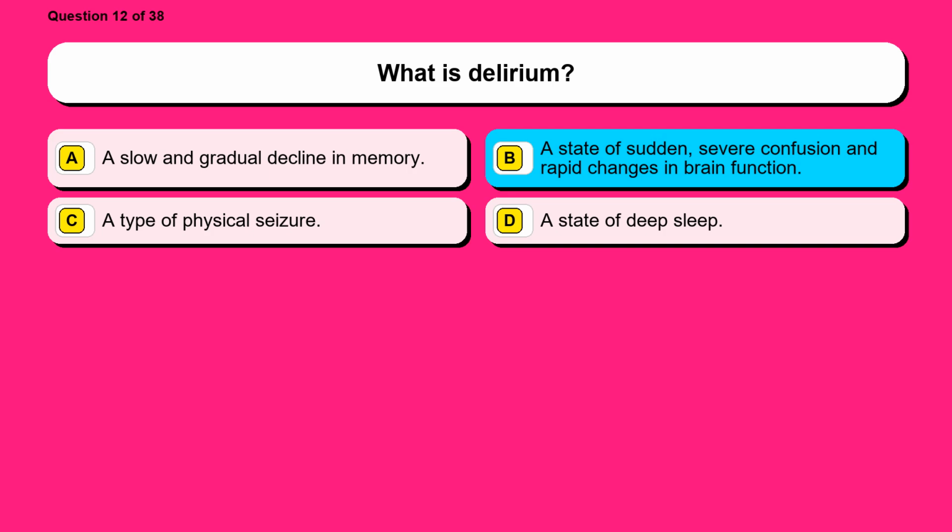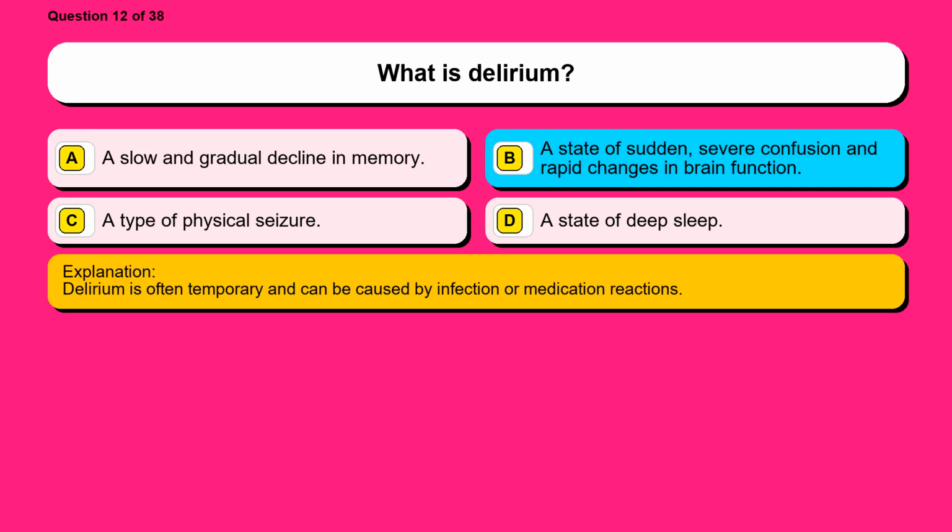The correct answer is option B. A state of sudden, severe confusion and rapid changes in brain function. Delirium is often temporary and can be caused by infection or medication reactions.